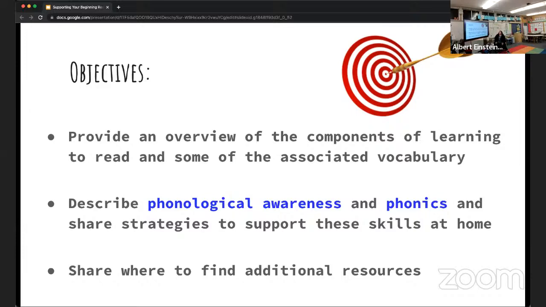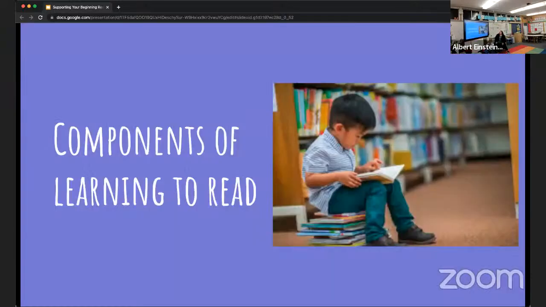Andrea? Thank you. And so first we'll talk about the components of learning to read. You can go to the next. Thank you. Multitasking.